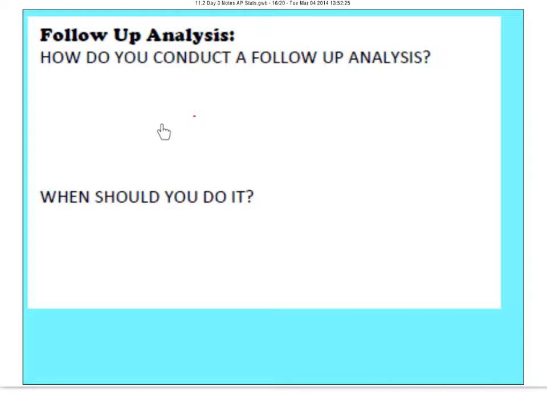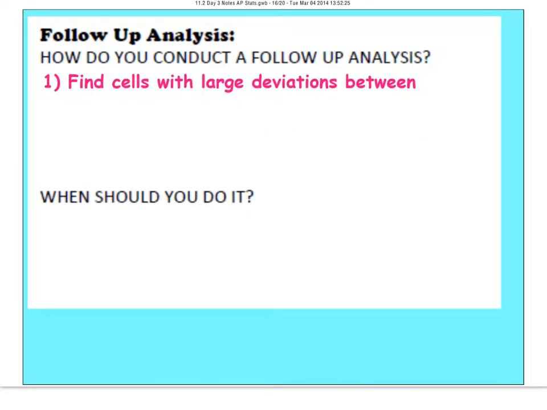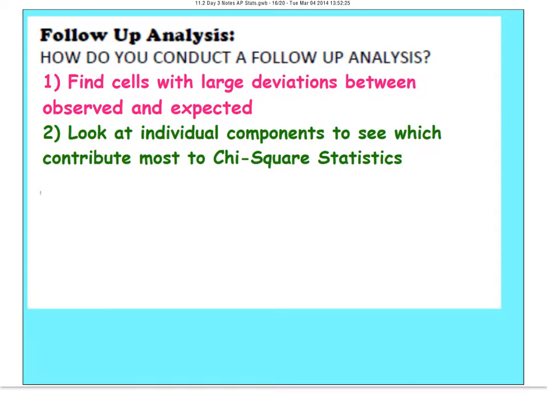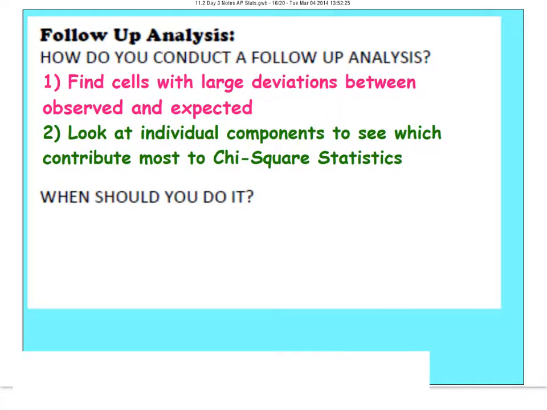You're asked to do a follow-up analysis on the test of homogeneity. What you're going to do is you will start by finding the cells with large deviations between observed and expected. So you can look at matrix A and look at matrix B and see where the larger deviations are. You can also look at the individual components to see which contribute most to the chi-square statistic.